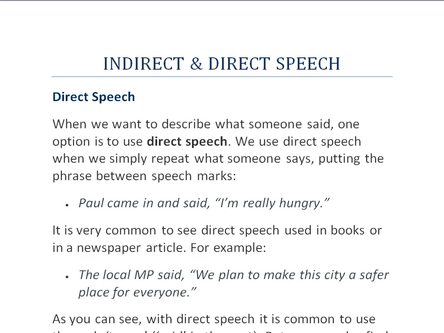So direct speech: when we want to describe what someone said, one option is to use direct speech and the other is indirect speech. In direct speech, we just repeat the statement of what someone said, putting it in inverted commas or speech marks, you can say. For example, Paul came in and said, "I'm really hungry." So here, what was the statement that Paul said? Paul said, "I'm really hungry." So this is an example of direct speech, and what happened here is we just repeated the statement by putting the phrase of what the person said in between the speech marks.